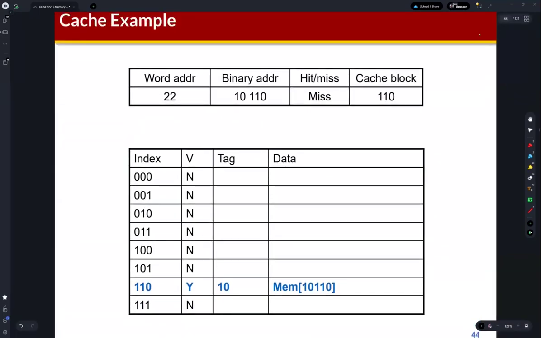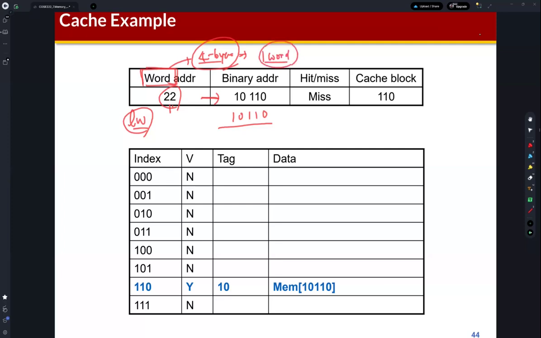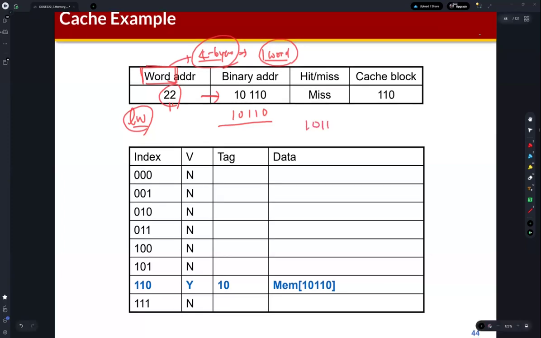Initially empty. Then let us assume that a load word is executed by the CPU, and this is the word address 22. When we convert this to a binary address, it is 10110. I mentioned this is the word address, so it's 4 bytes. One cache block size is one word, 4 bytes. Then what's the real memory address? The real memory address is 101100000, right?